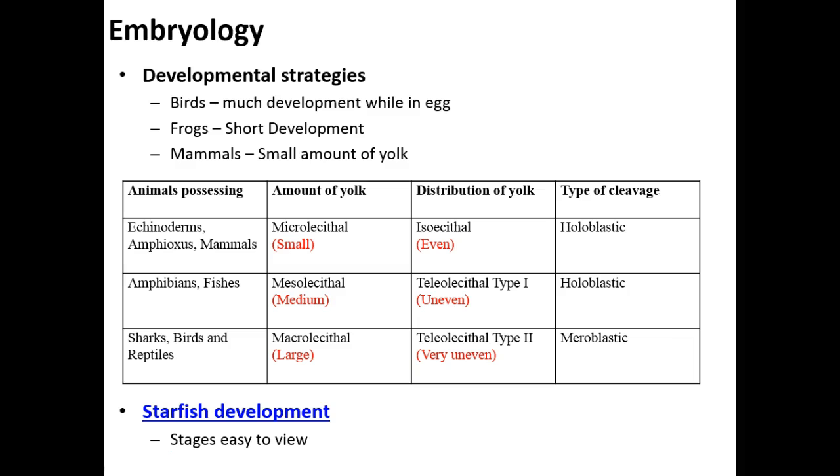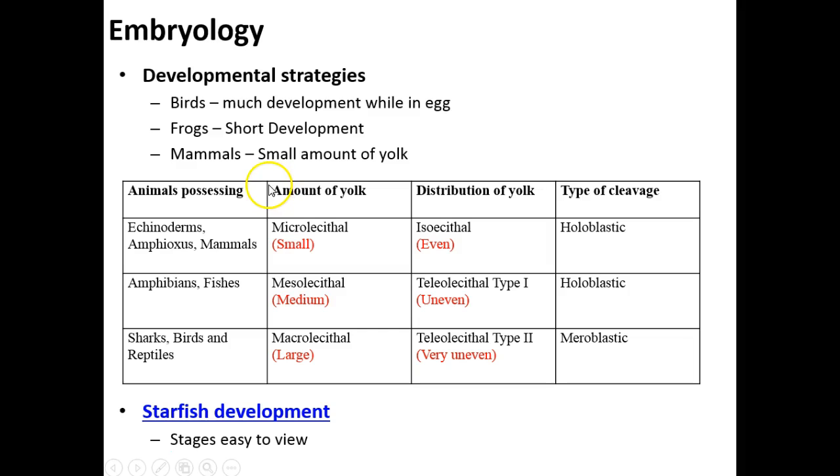Okay, so a few general things about development strategies. So birds, they invest a lot in their eggs, and they invest a lot in their yolk because they do a lot of their development in the egg. Frogs have a short development, right, because they become tadpoles and they essentially continue to develop and metamorphose out of the egg. Mammals, we have a very small amount of yolk in our egg because the yolk isn't really needed, right? Just to get that egg down the fallopian tube enough for that sperm to fertilize it and then implant on the inside of your uterus, right?